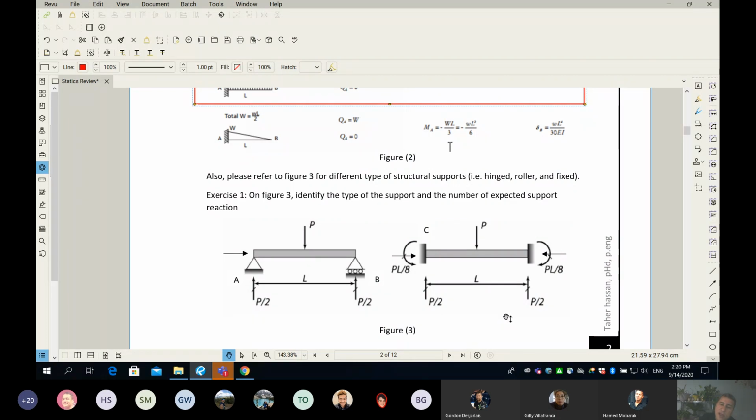Let me give you a quick question. Okay, question for you guys. Okay, so guys, I'm going to point to every support, and if you can tell me, what do we call this support? Hinge.